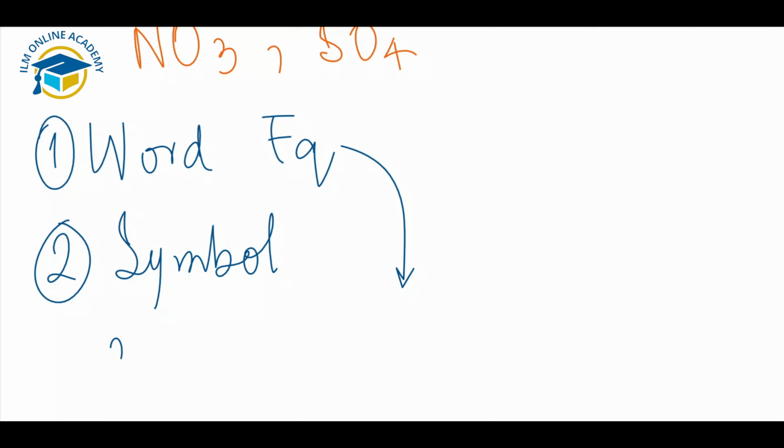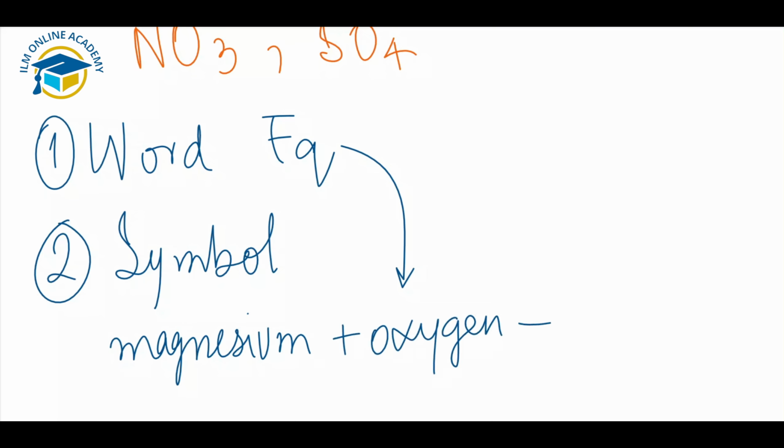For example, we have magnesium. You have to write it in words: magnesium plus oxygen react together and form magnesium oxide. So this one is the word equation. This type of equation links together the names of the substances that react, the reactants, with those of the new substances that are formed, which are the products.